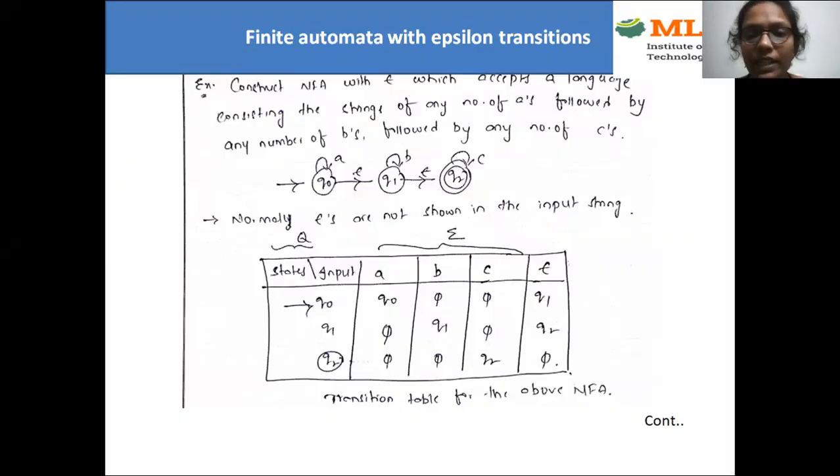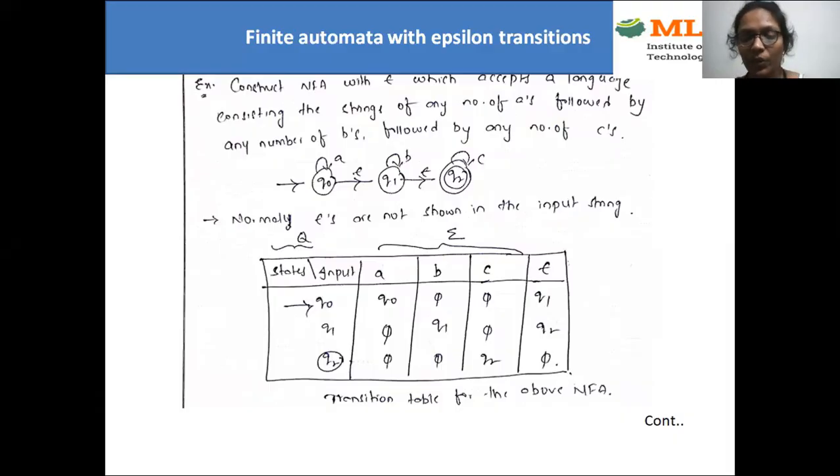So let us see one example for NFA with epsilon. We don't need much more examples on this generally, so we use this NFA with epsilon in rare cases. Construct an NFA with epsilon which accepts a language consisting of the string of any number of A's followed by any number of B's followed by any number of C's.